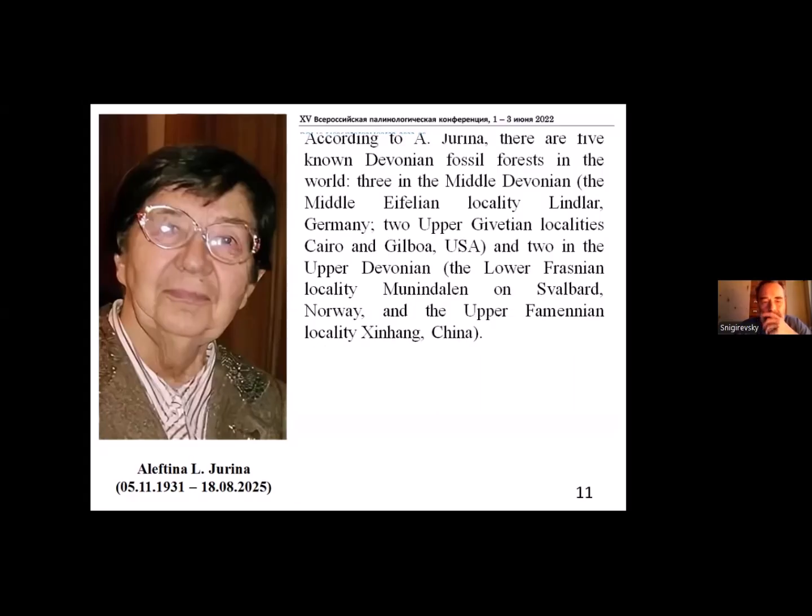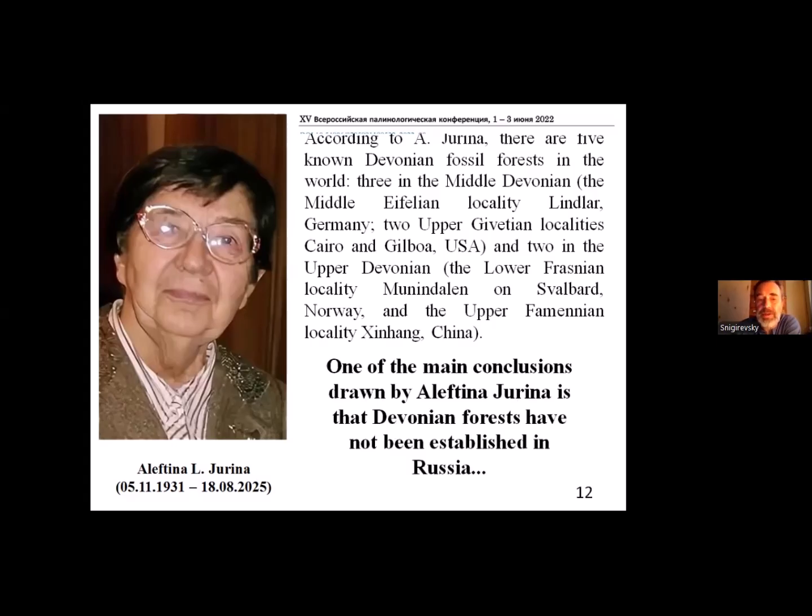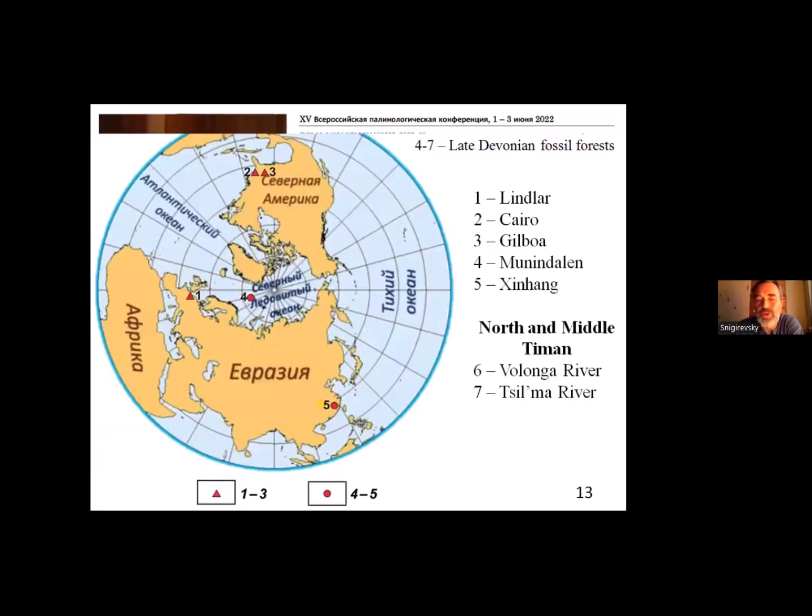According to Yurina's data, there are five known Devonian fossil forests in the world, three of them from the Middle Devonian and two of the Upper Devonian in age. But one of Yurina's conclusions was that Devonian forests have not been established in Russia. So we will talk about this too.